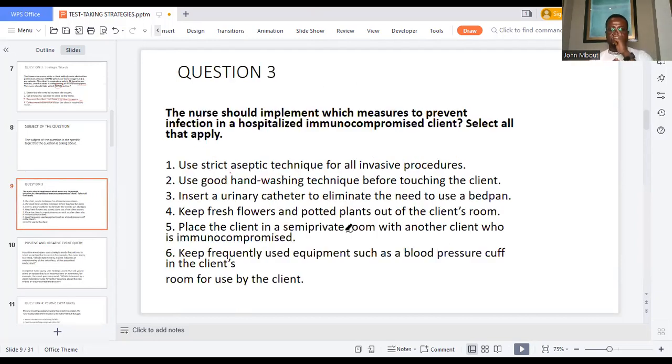Question number 3 says, the nurse should implement which measures to prevent infection in a hospitalized immunocompromised client? Select all that apply. This is the NCLEX style of question. Select all that apply.